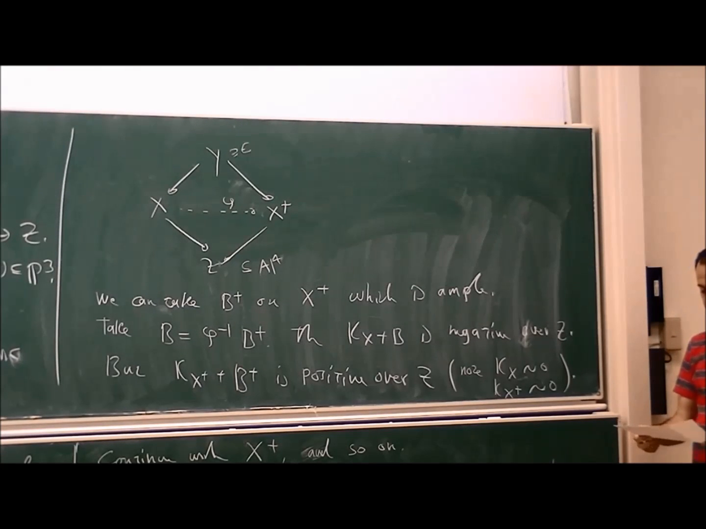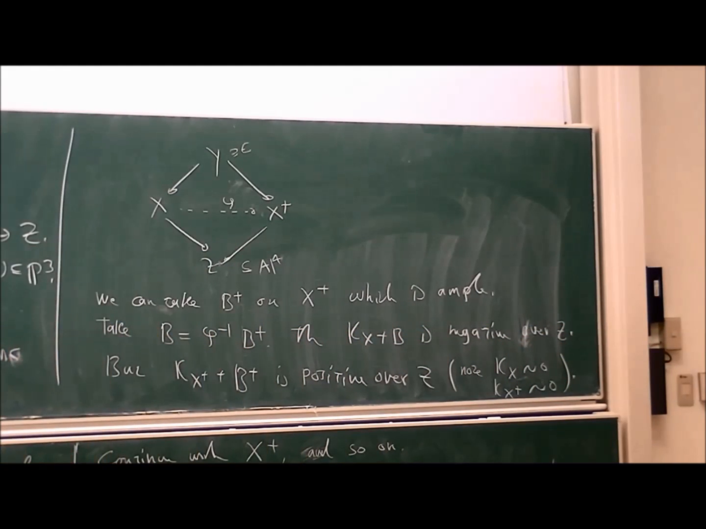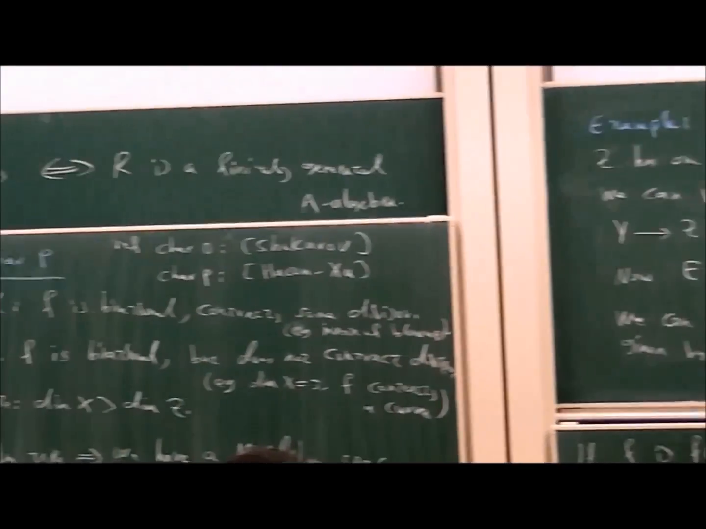So that's an example of a flip. That might actually be a simple example of a flip. So again, I should emphasize that this has nothing to do with characteristic p. It's just an example in any characteristic, complex or whatever.